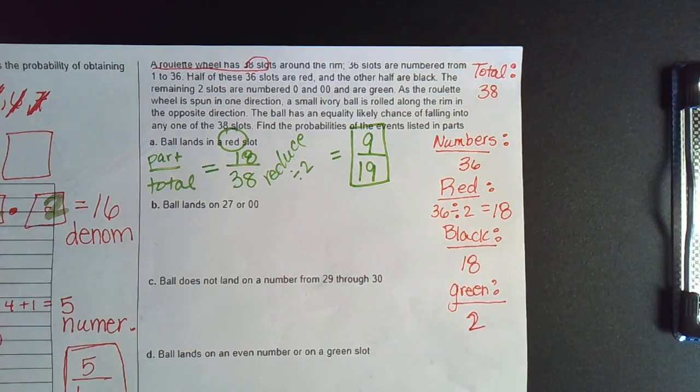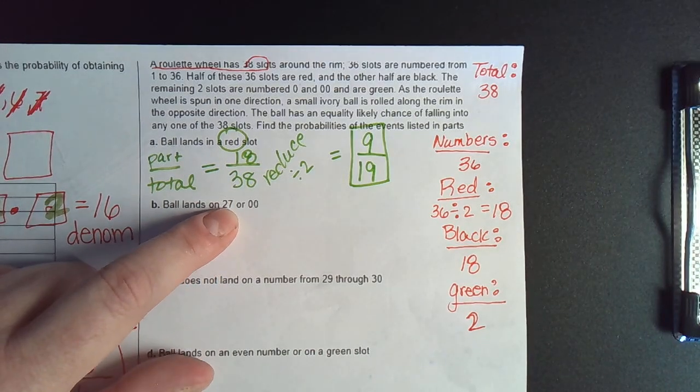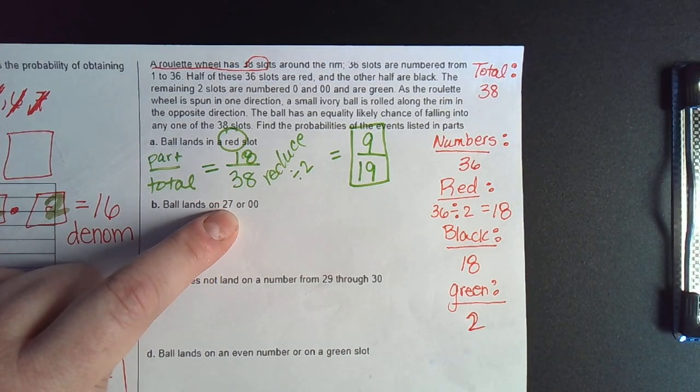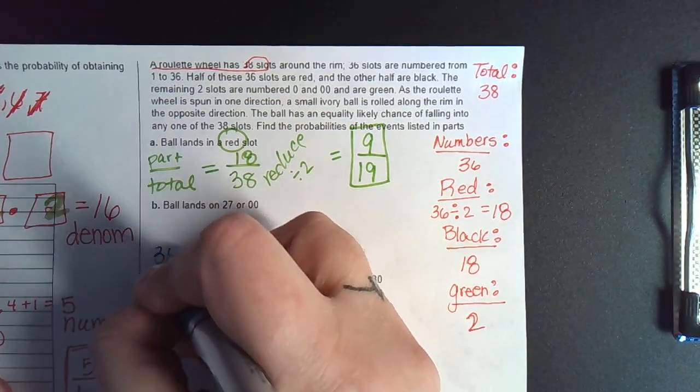It says ball lands on a 27. So let's do the 27. Okay, how many total slots are there? There's 38.